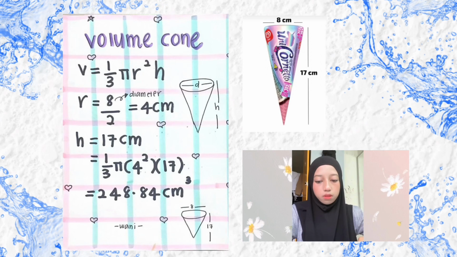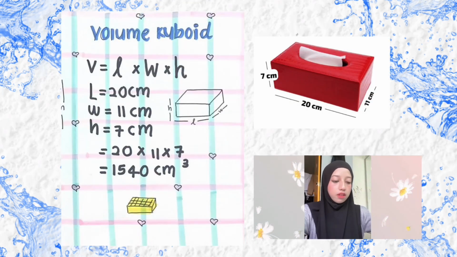To calculate the volume of the cone, the formula is V equals 1/3 pi r square H, where R equals 8 over 2. 8 is the diameter, and the radius is half of the diameter, so the radius equals 4 cm, height equals 17 cm. Then substitute the values into the formula, so the answer is 248.84 centimeters cube.